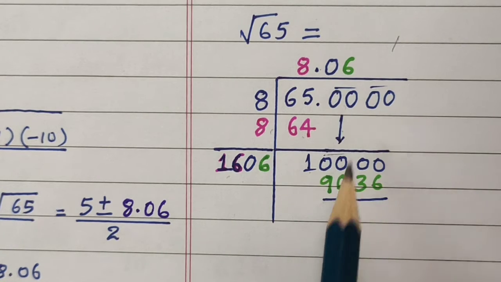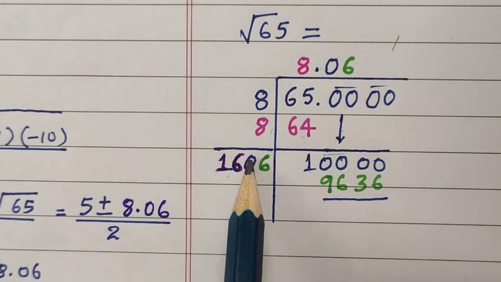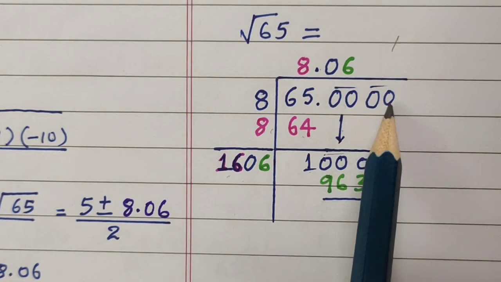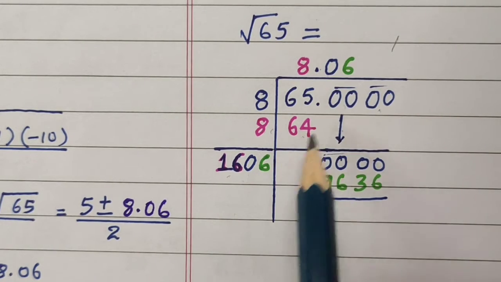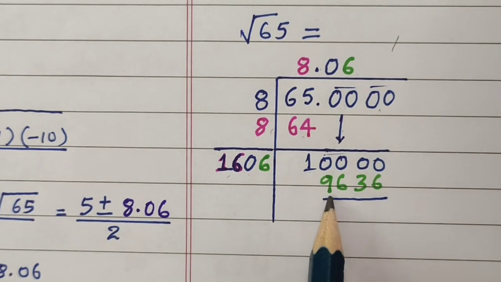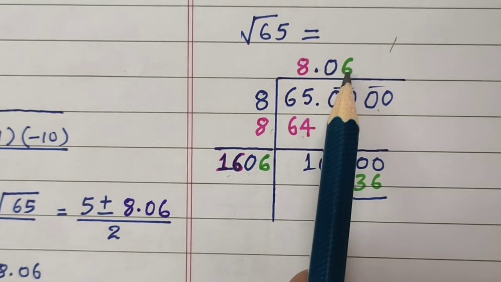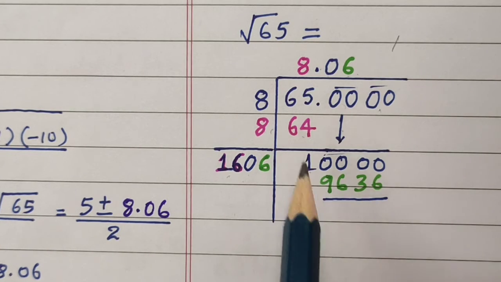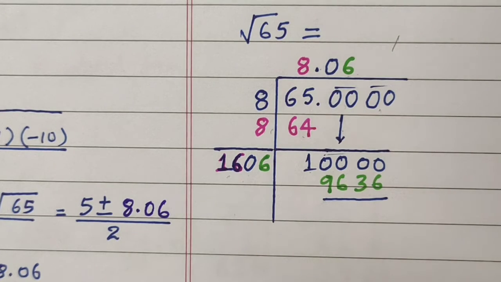so bring it, already 16 is there. Even if you put 1 or 6, 160 will become, that will be more than 100. Then put 0 and bring these two down once again, then 0 here and 0 here, then 16 6s are 96. We need only 2 numbers after the point, so we will stop here. That's why we have not completed here. This is how we have to do it. So square root of 65 is equal to 8.06.